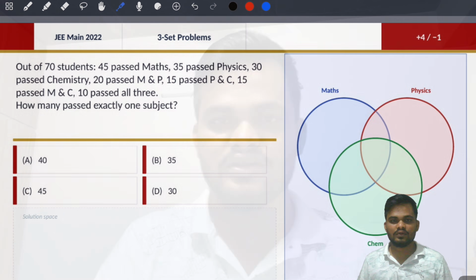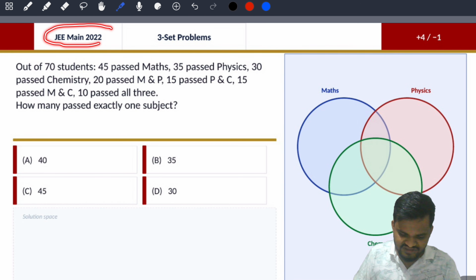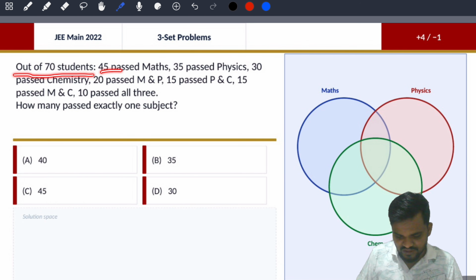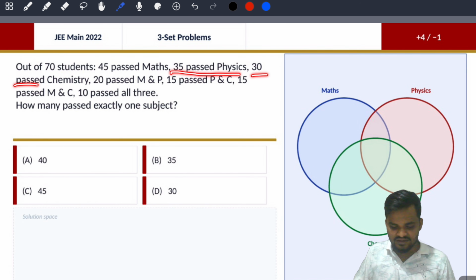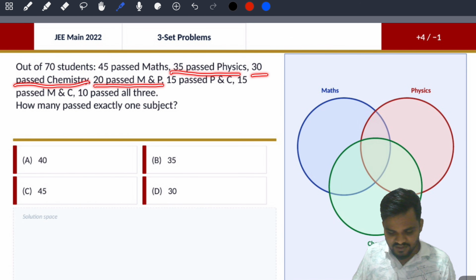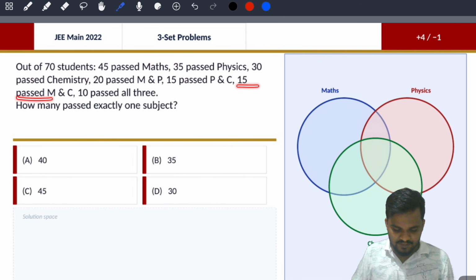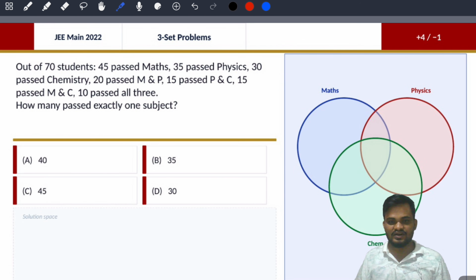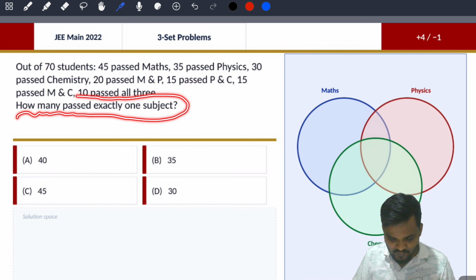So let's begin. Let us consider the following question, which was asked in JEE Main 2022, and it is a 3-set problem. This question talks about 70 students: 45 passed in mathematics, 35 passed in physics, 30 passed in chemistry, 20 passed in math and physics, 15 passed in physics and chemistry, 15 passed in math and chemistry, and 10 passed in all 3 subjects. This is the given data, and it is asking how many passed exactly one subject.